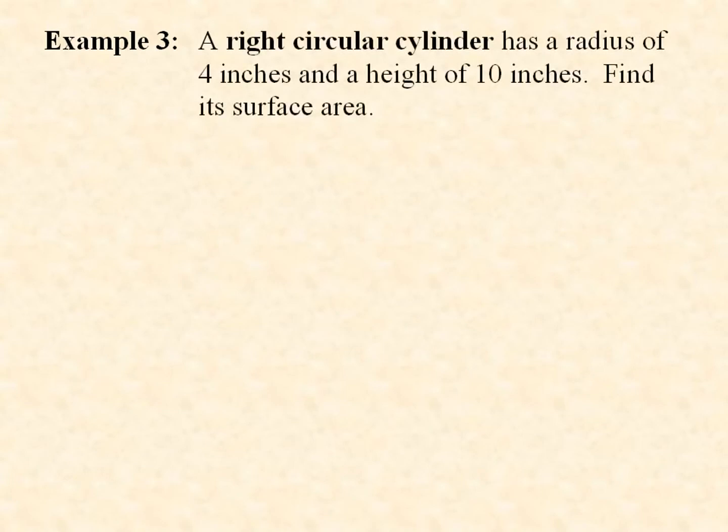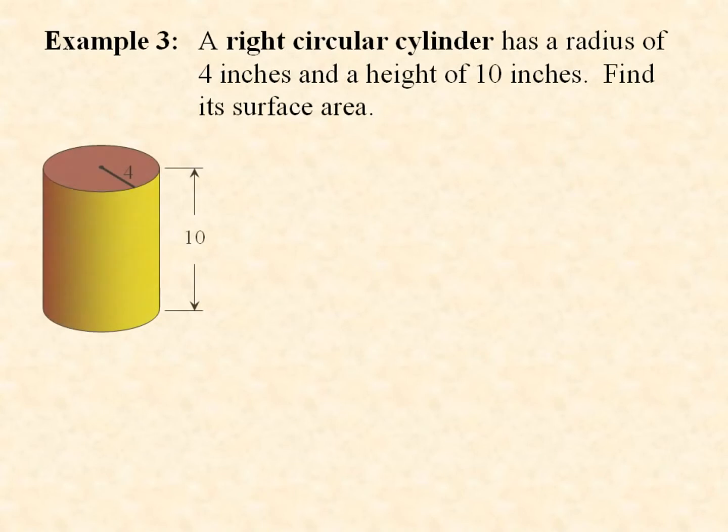Let's work an example. A right circular cylinder has a radius of 4 inches and a height of 10 inches. Find its surface area. Here's a picture of the cylinder.